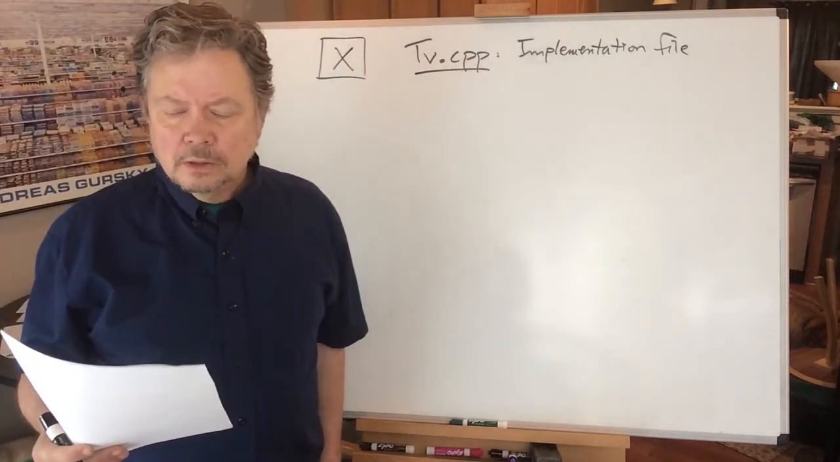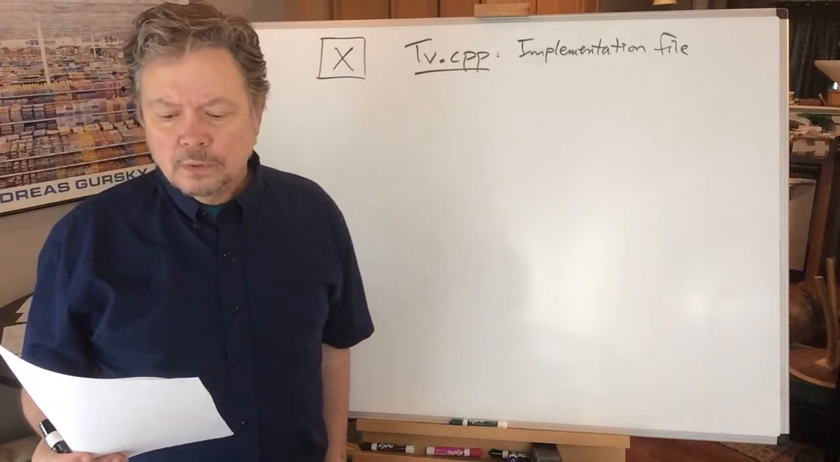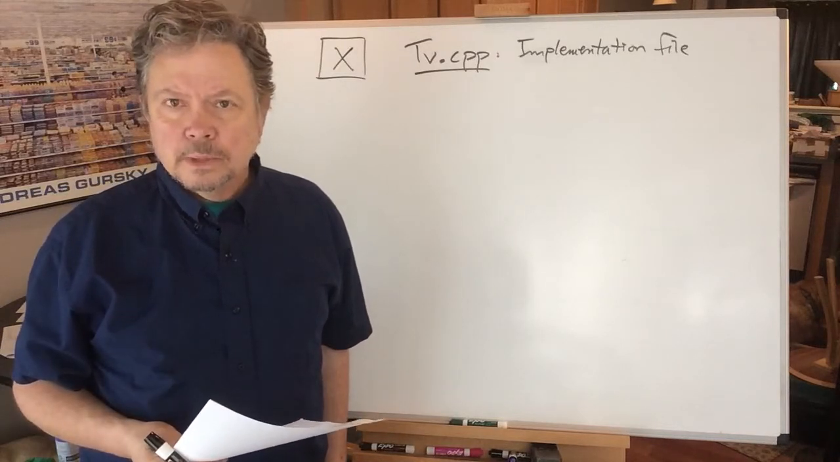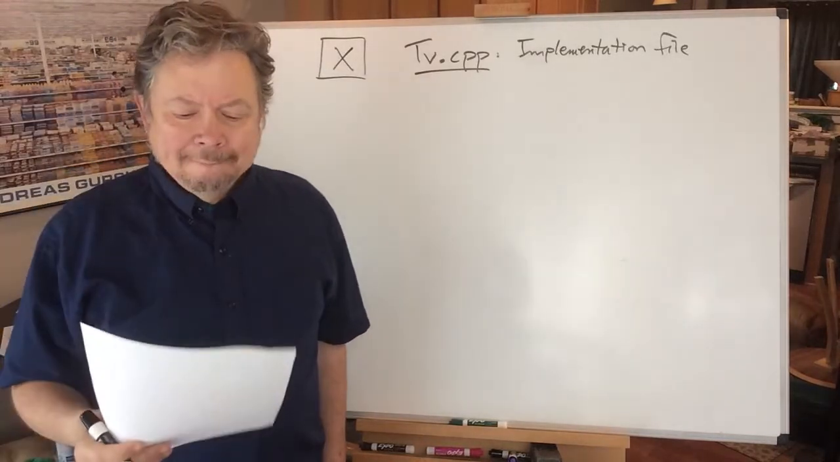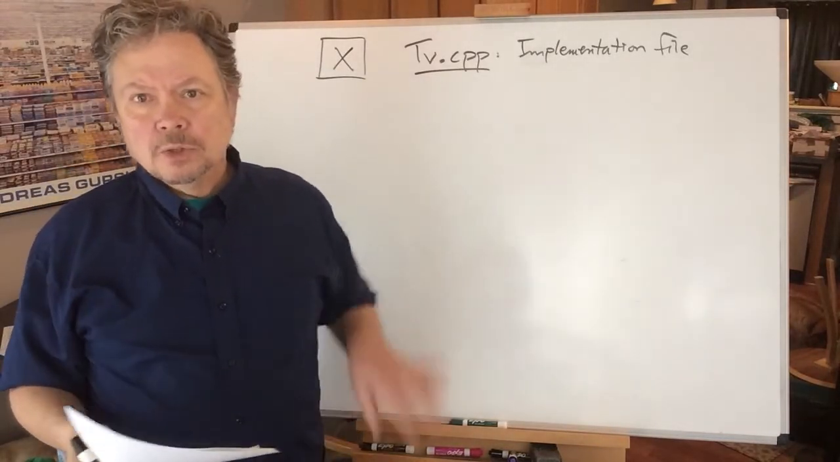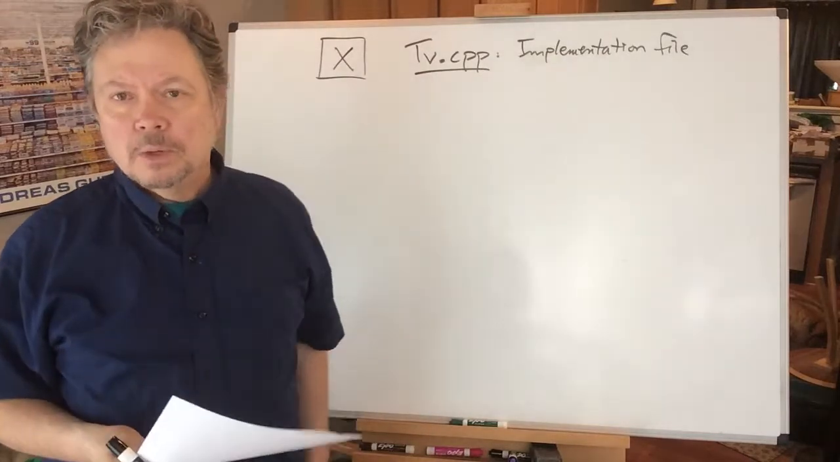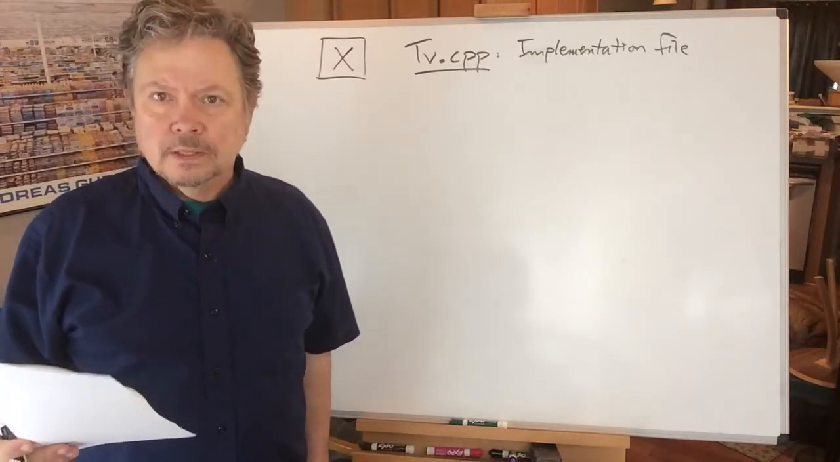But let's look at the includes. Seen those before. Quick review. Include tv.h inside quotes means find a tv.h file in the same folder where I am right now. Include iostream means look over there, wherever you're keeping all of the standard library include files.